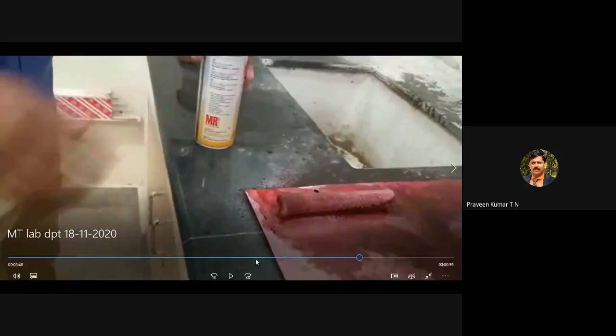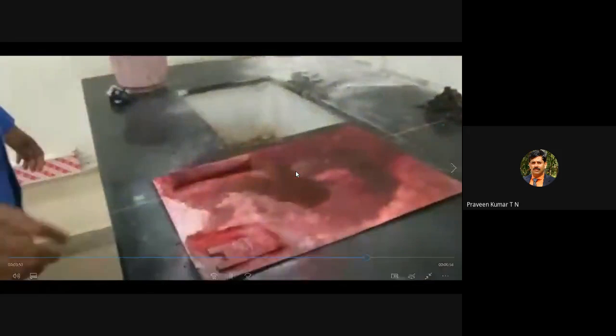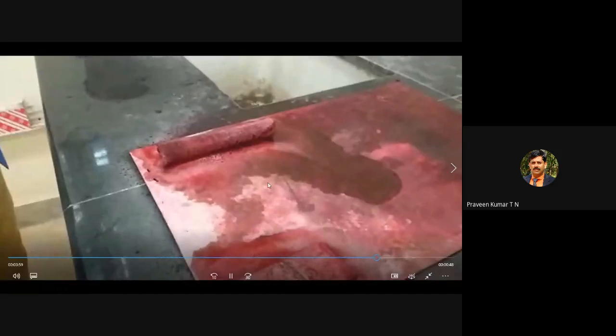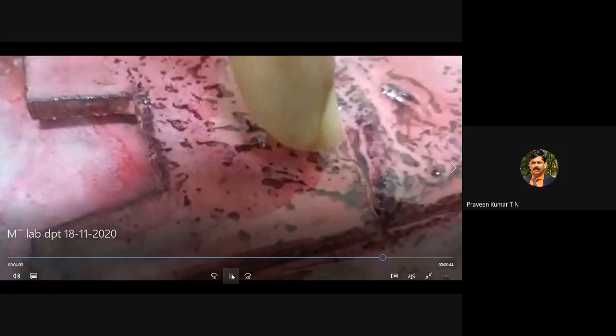Now we applied the penetrant. So there are some schematic diagrams there. After application of the penetrant, we can see the crack. Not only a macroscopic crack, even a microscopic crack we can observe once the penetrant is applied.